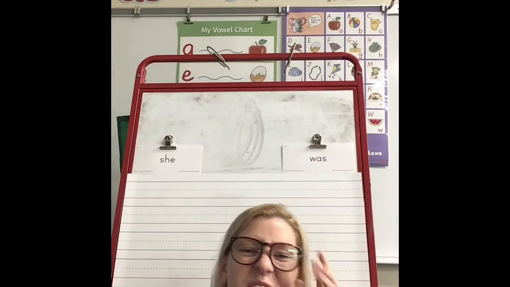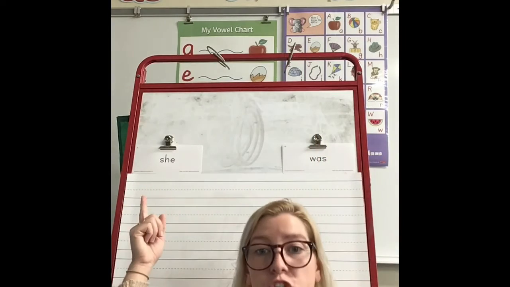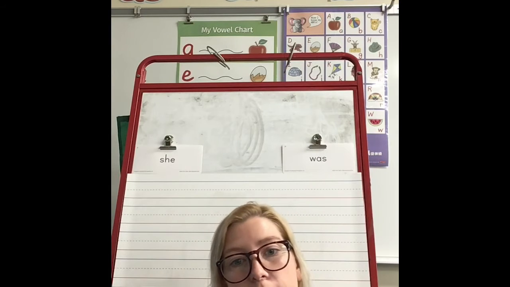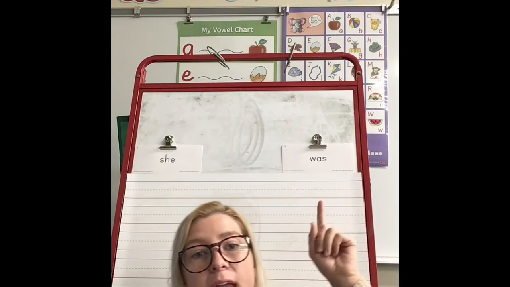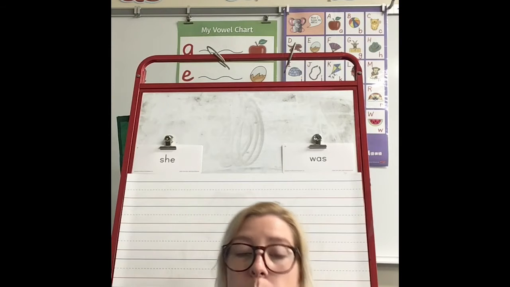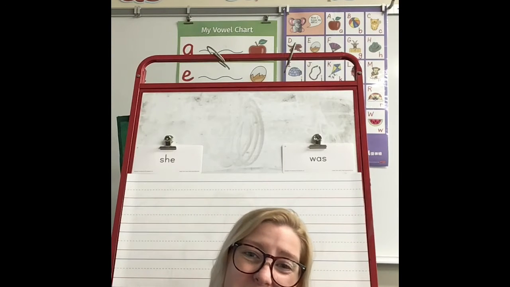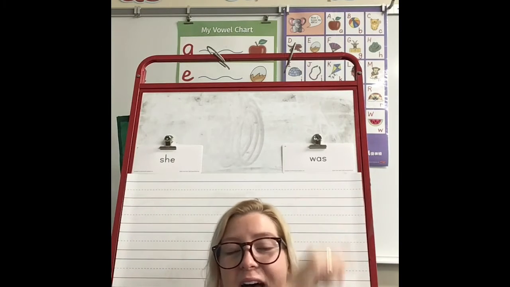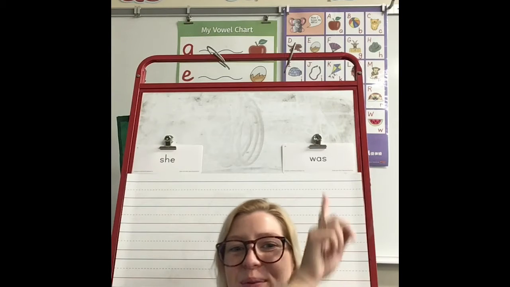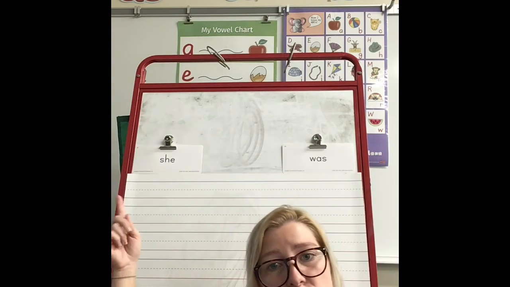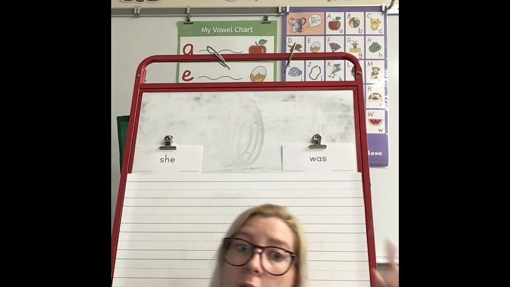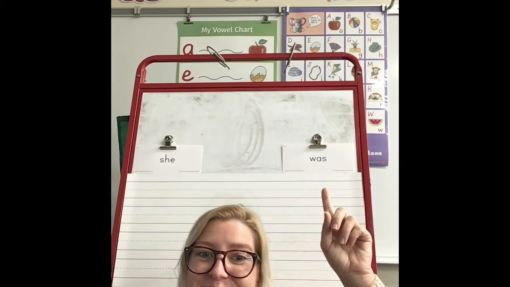On Monday, we learned two brand new sight words. She, that's a word we use when we're talking about a girl or a woman. And was, that's a word we use when we're talking about something that already happened. She was learning. She was listening. She likes to ride her bike. I was tired this morning.